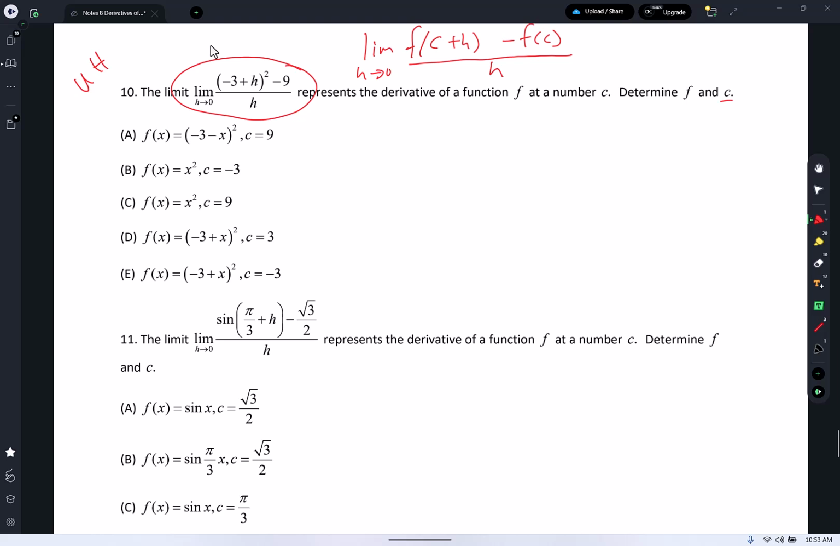This is how UH writes it, according to the way they have their little letters there. So the way I see it, it looks like C is negative 3. Does it look like that to you guys? Yeah, negative 3 squared is 9. So C is negative 3, so A's out, maybe, C's out, maybe. So it's between B and E. What do you think f of x is? Is it x squared or is it negative 3 plus x?